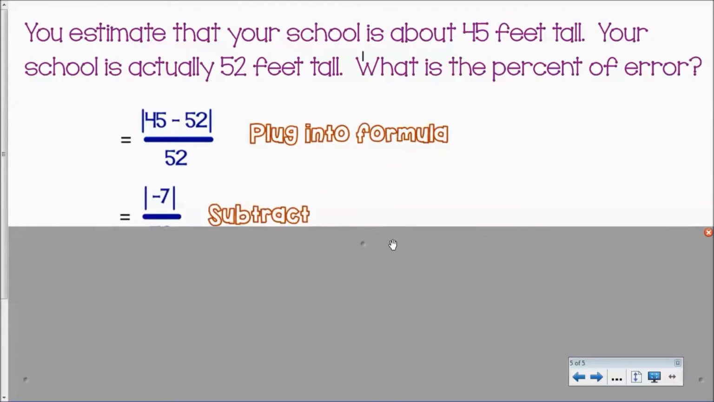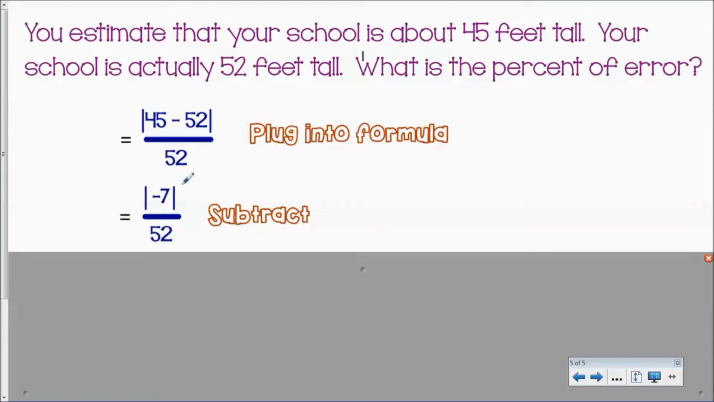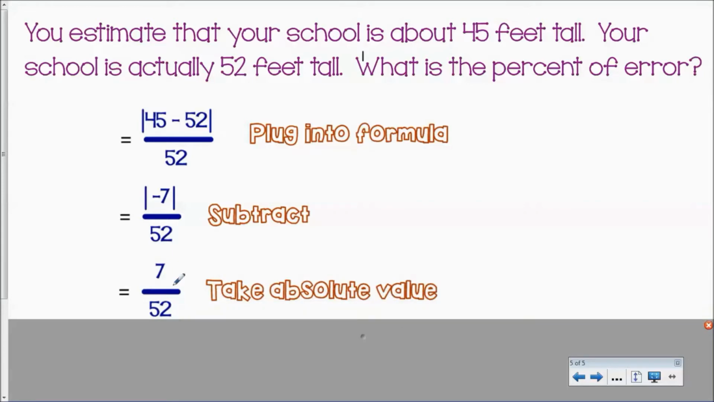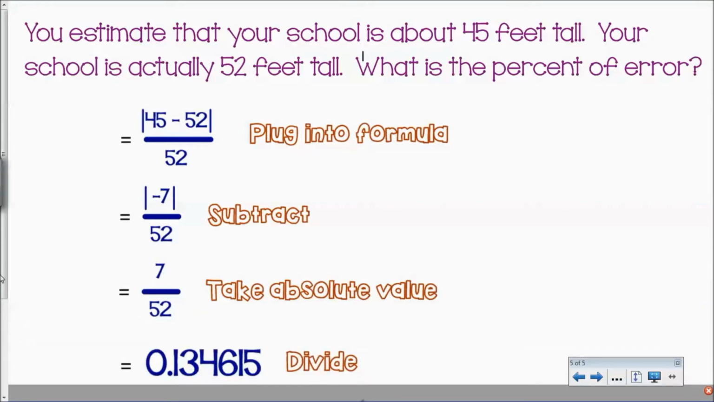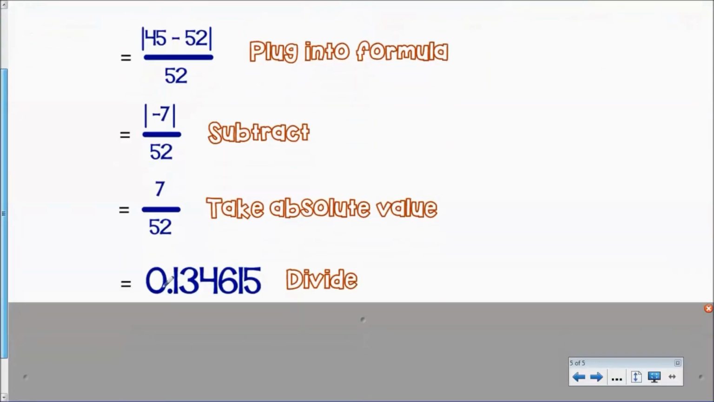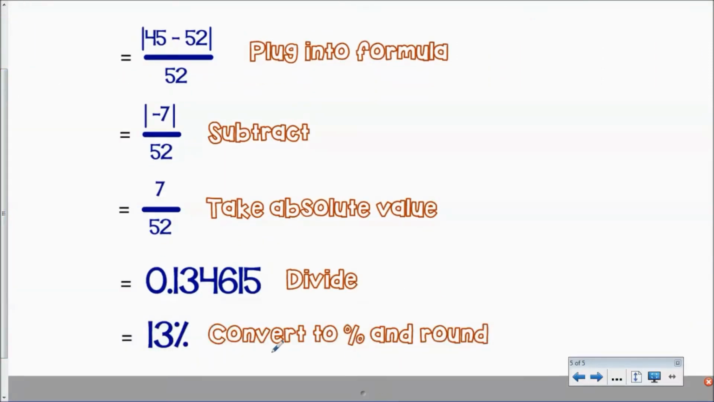So 45 minus 52 is -7, and that's still in there, and the bars are there for absolute value. So don't let the whole absolute value thing confuse you. Just make it a positive. So we take the absolute value, so I'm left with 7 over 52. If I divide that out, it ends up being 0.134615, and convert that to a percent and round it, so it gets moved over 2 spots. 13.4615 rounds to 13%.